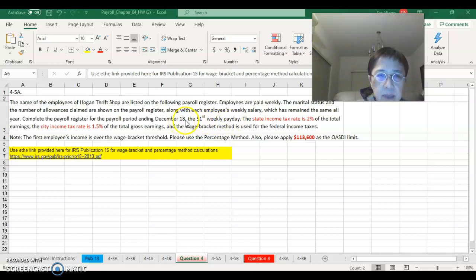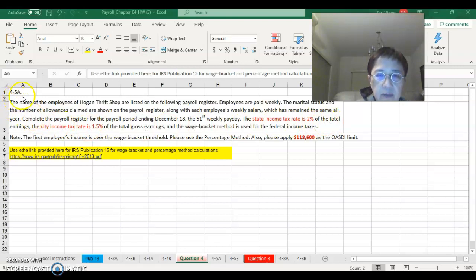So this December 18 will be the 51st because on a yearly basis there are 52 weeks. So December 18 will be the 51st weekly pay day, and December 31st would be the 52nd, the last paycheck. The state income tax rate is 2% of the total.